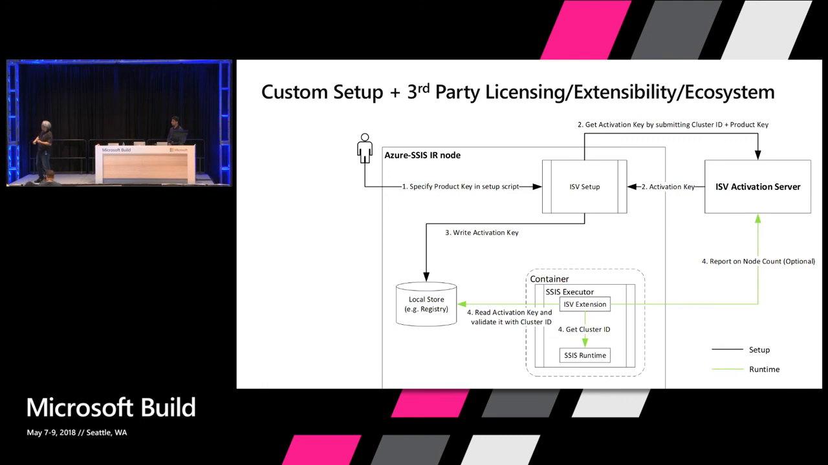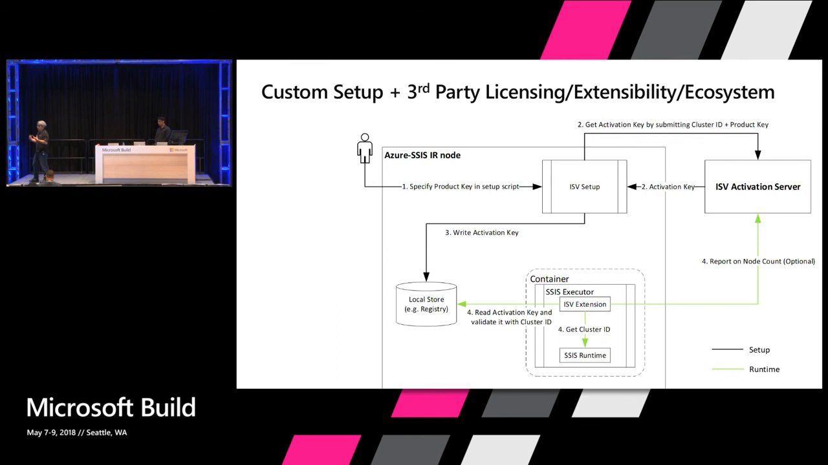The custom setup will actually connect to the ISV activation server with the product key and a cluster ID. The ISV will make sure that this is already a paid product. So the ISV activation server will send back the activation key. And then the setup will store the activation key locally inside the node, and that will be used for validating package execution later on.